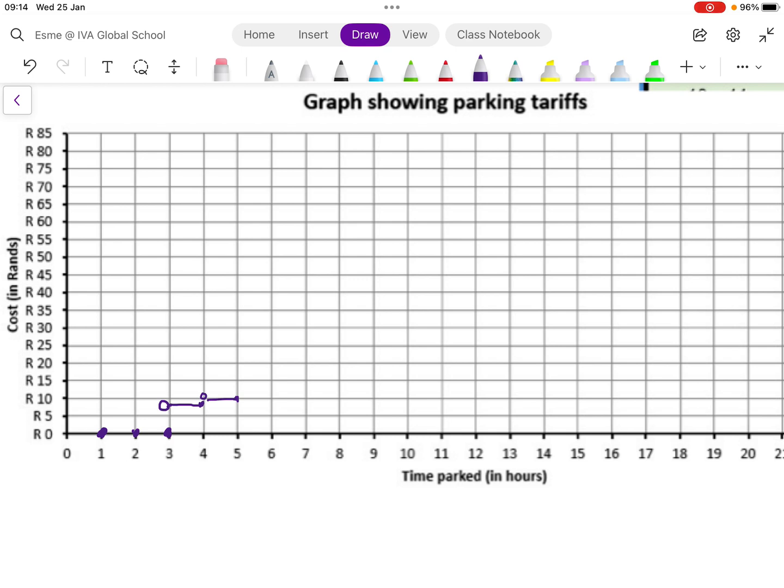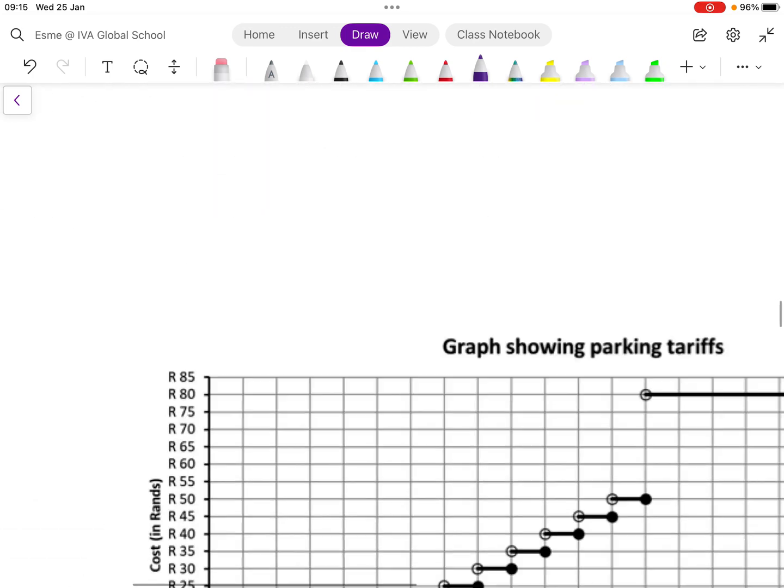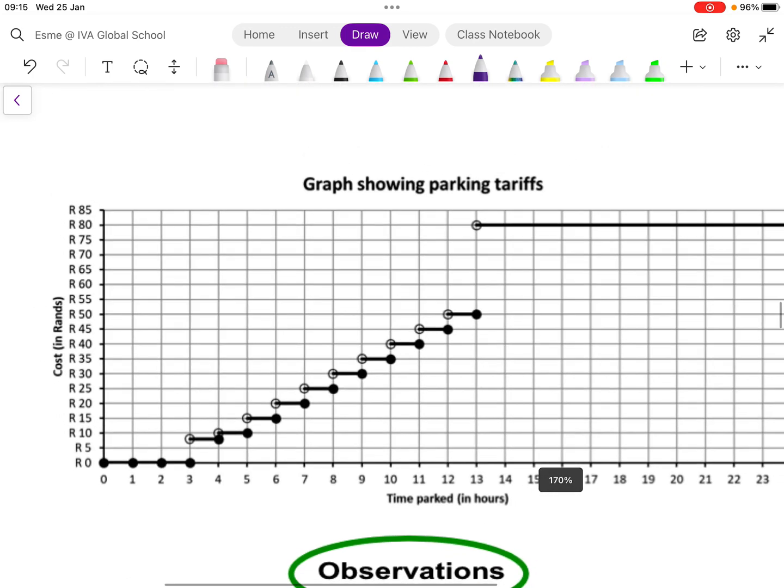So for 4 hours and 1 minute up to 4 hours and 59.99, you would pay 10 Rand. 5 to 6 hours would be 15 Rand. So if I'm out of there by exactly 5 hours, I still pay the lesser tariff of 10 Rand. But any time from 4 hours and 1 second to a second before 6 hours, I'm going to pay 15 Rand. I've drawn the graph. I've completed the graph here.